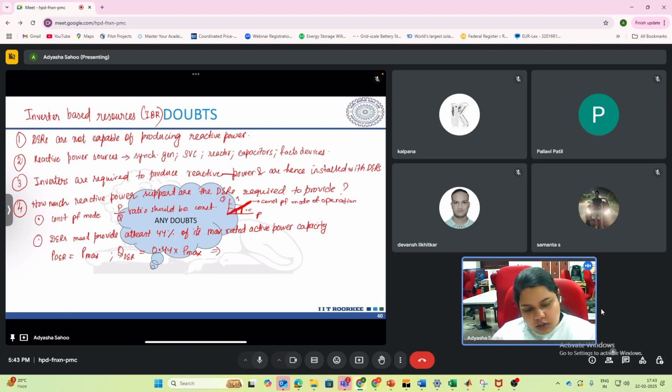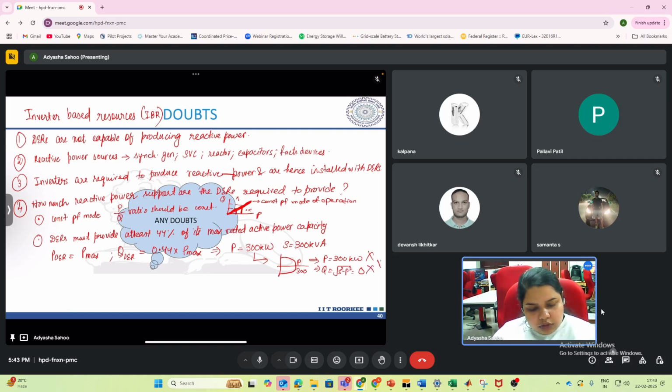Let's say the P rating of the DR is 300 kilowatt, and if you install an inverter of 300 kVA, so what will this mean? This is 300. So if the inverter rating is 300 kVA, that means when P is 300 kilowatt, what will be Q? It will be the square root of S square minus P square. So S and P are the same. That means it will be 0. That means you are not following the standard.